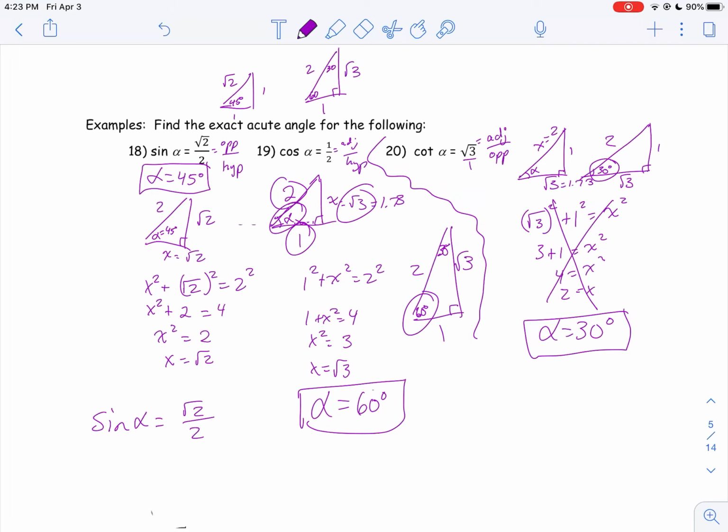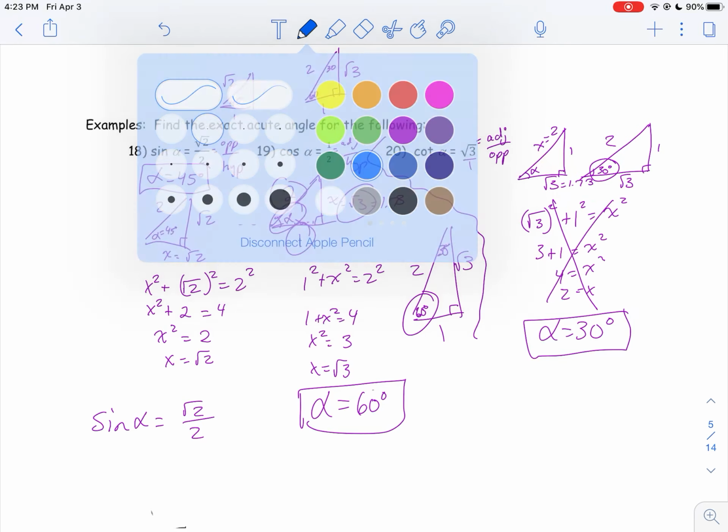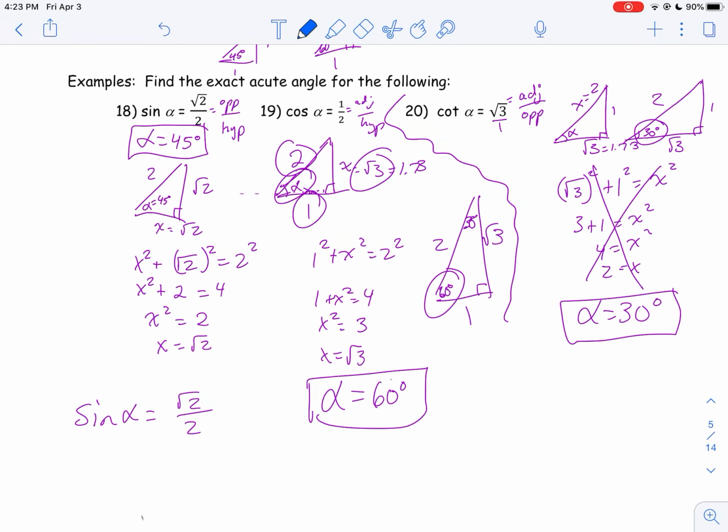If sine alpha is the square root of 2 over 2, I can solve this by taking the inverse sine of both sides, and in my calculator, just typing in inverse sine of square root of 2 over 2. And you are exactly right. Type that into your calculator. If you're in the degree mode, it will tell you your final answer is 45.